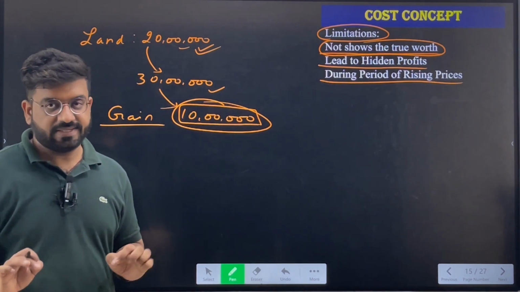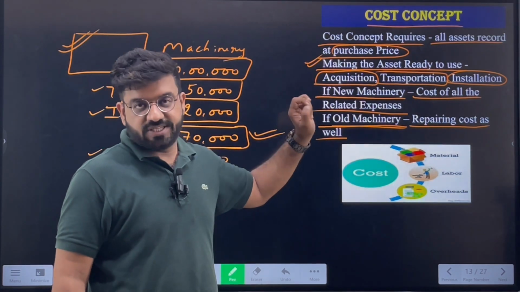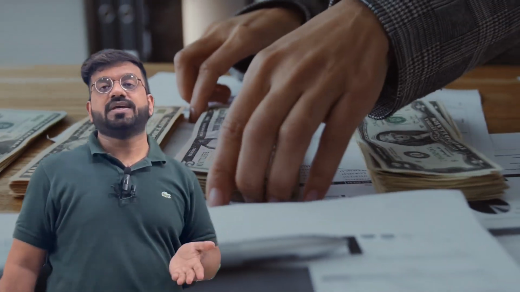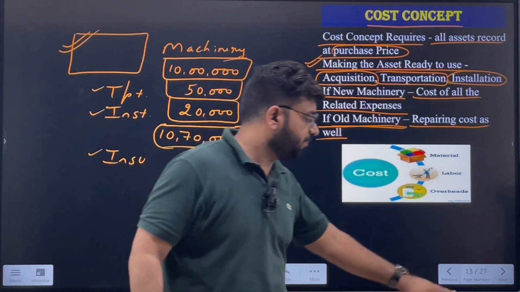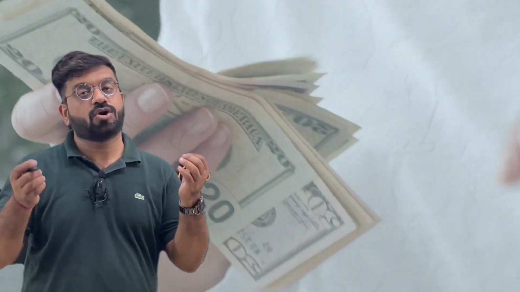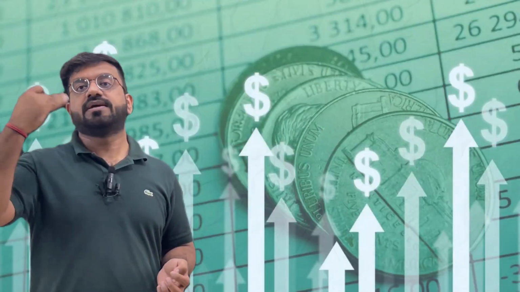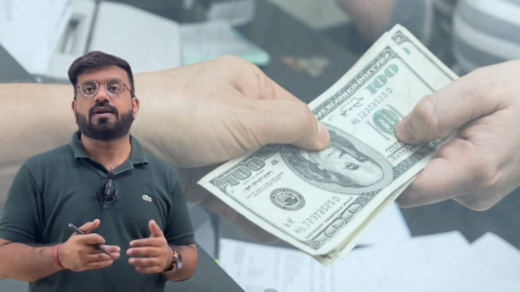To summarize, the cost concept simply says all the assets are to be recorded at the purchase prices. The cost will be the sum of all the expenses which we have made in order to make that machinery useful at our place. It can be new or old. If it is an old machinery, we will have to add up the repairs as well. Apart from that, we studied that the purchase price always remains the same. We are not at all concerned with the market price. If it is increasing or decreasing, we will still keep it constant. We will keep that asset constant in our books of accounts.